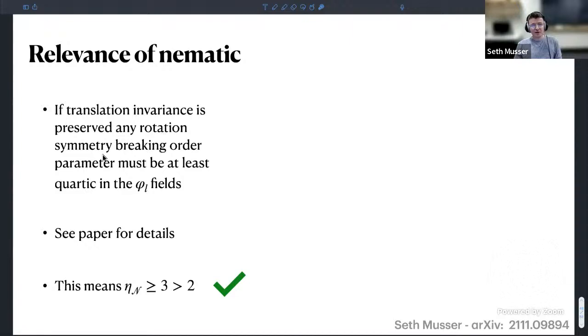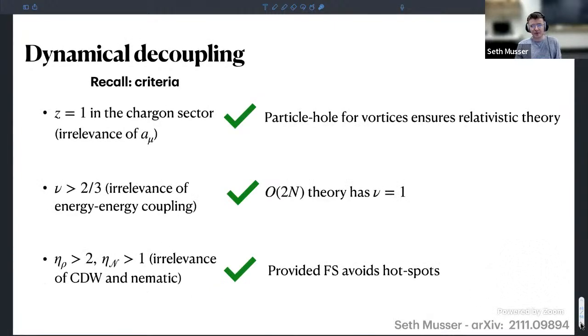Yeah, so the nematic order parameter, you can just prove formally that if translation invariance is preserved, you take that projective symmetry group, then any rotation symmetry breaking order parameter has to be at least quartic. So that means that the anomalous critical dimension is greater than 2. So that is also irrelevant in this large N theory.